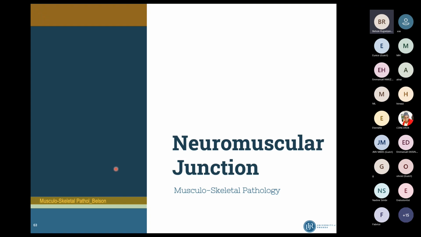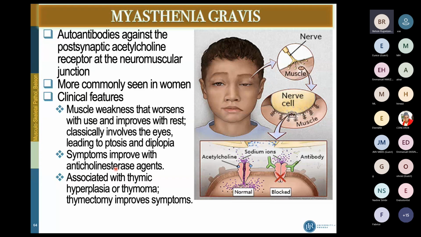So the next part is neuromuscular junction problems. You know that for our muscles to work, they are innervated. Nerves are the ones giving a command to a muscle either to contract or to relax and so on. So if that neuromuscular junction is defective, the communication is not good. You understand the consequence is that the brain will not control what the muscles do. So the disease we are to discuss here is myasthenia gravis.